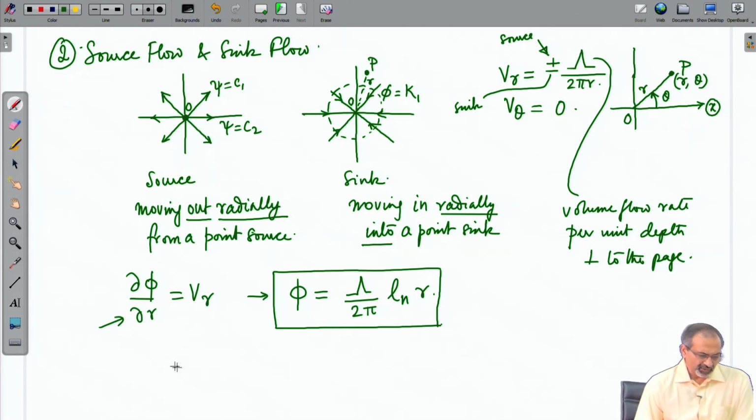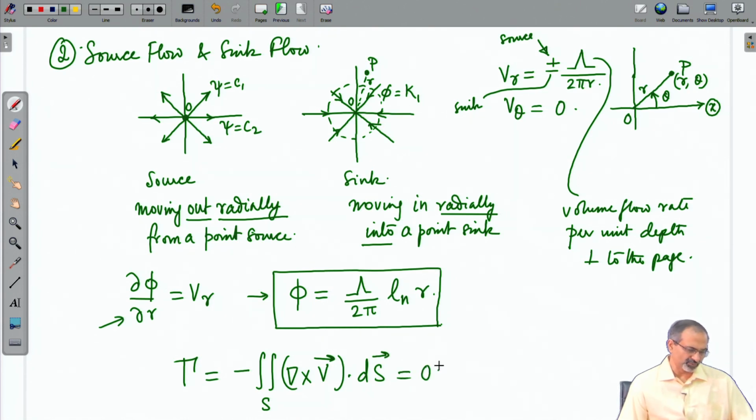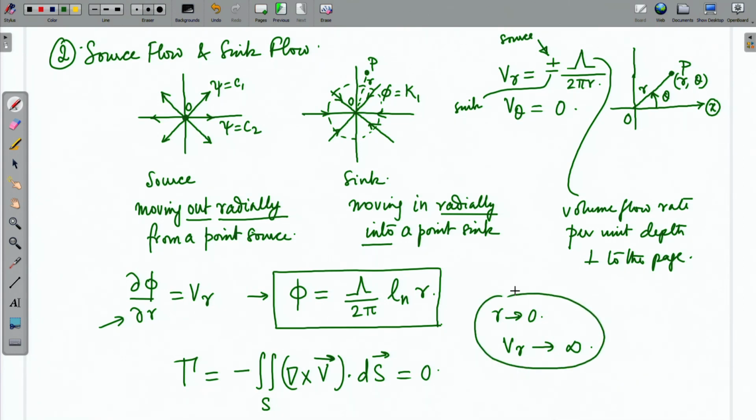We can show, if we were to do a calculation for circulation, that both for uniform flow as well as a source or sink, circulation would turn out to be 0, which you can try doing as a homework problem. Now, as far as the r tending to 0 condition is concerned, we see that V r would tend to infinity as we approach that. That means V r becomes extremely large and therefore, you have a singularity at the point O.